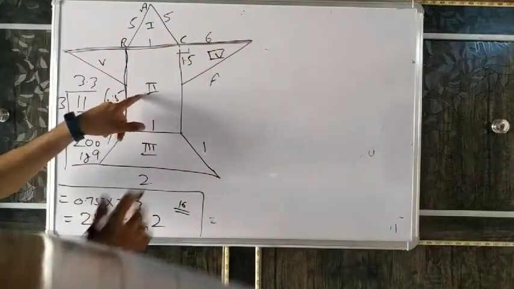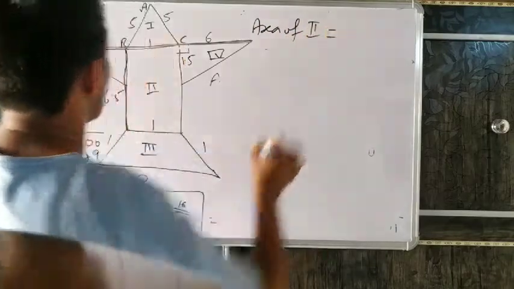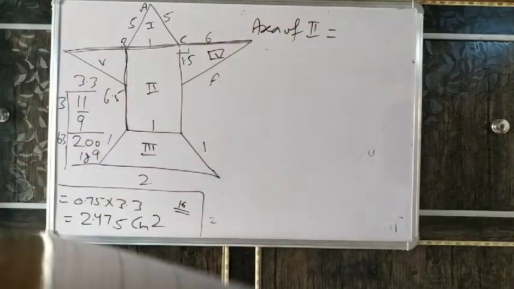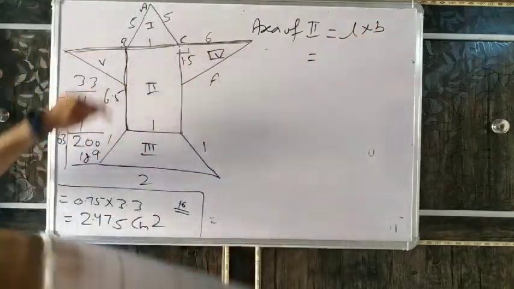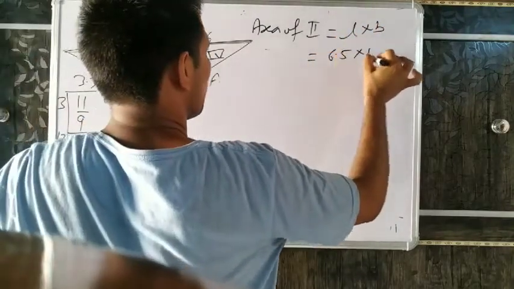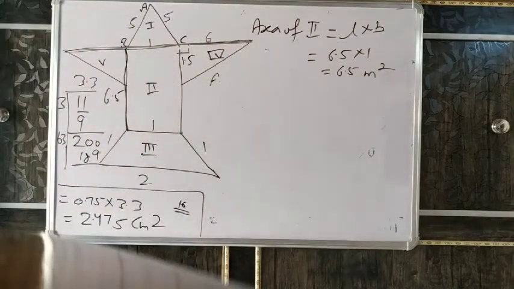Yes, the area of the second part. So what is the second part? It is a rectangle. Rectangle area is length into breadth. What is the length? 6.5 into 1. So what is the area? 6.5 meter square.